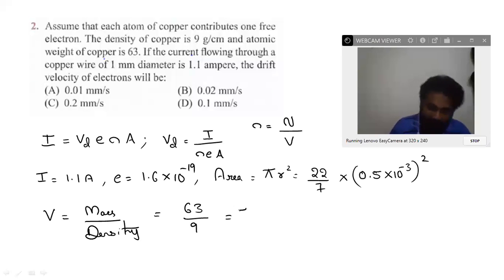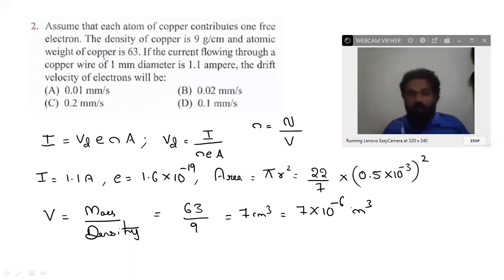So this is going to be 7 centimeter cube in SI unit. This is going to be 7 into 10 raised to minus 6 meter cube. So this is the volume. Now number density can be found. N is equal to what?